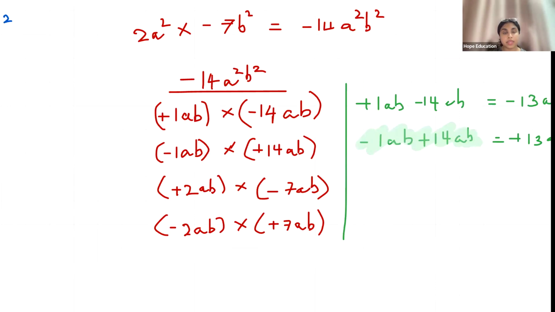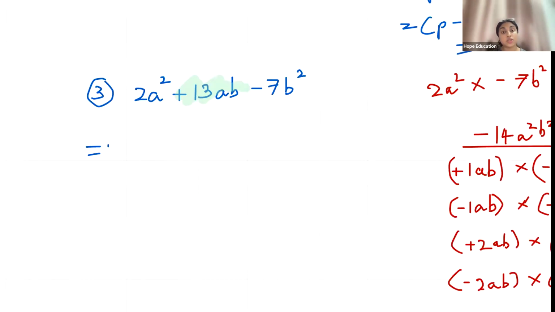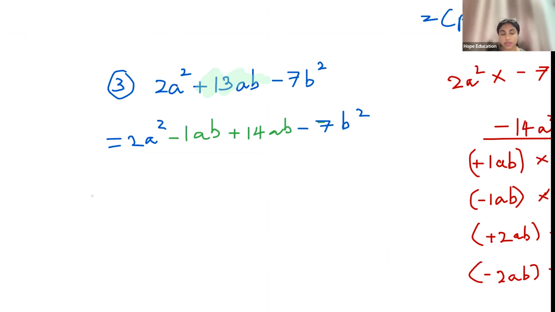minus 1ab plus 14ab minus 7b squared. So I take the common one out here, 2a squared and 1ab, common is just a. From 2a squared when I take a out, I get 2a. From 1ab when I take a out, I have 1b, I can just write b.